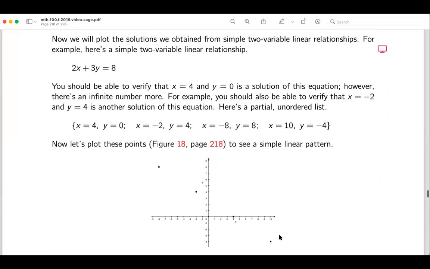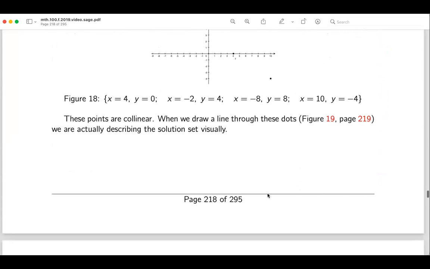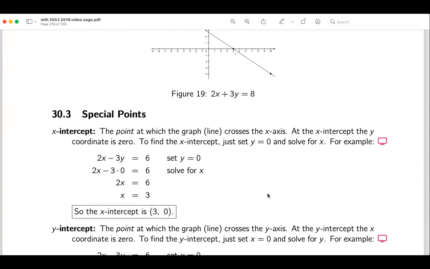So we started plotting points. Given a relationship, we plot points. These are linear relationships. What do we notice about these linear relationships? They lined up, at least the points lined up. They're collinear, and we drew a line through those points. And we did some examples. How many examples did we do? Quite a few examples. We did talk about some special points over here, x-intercepts, y-intercepts.